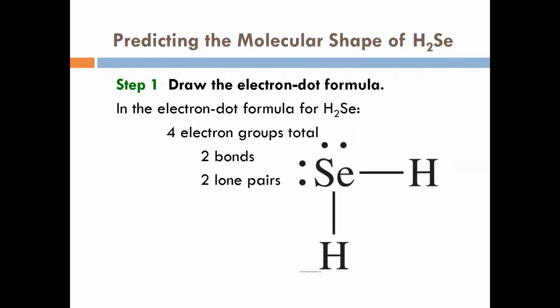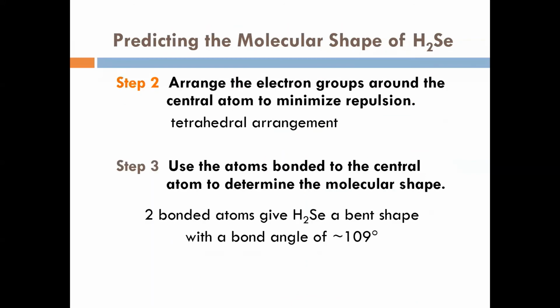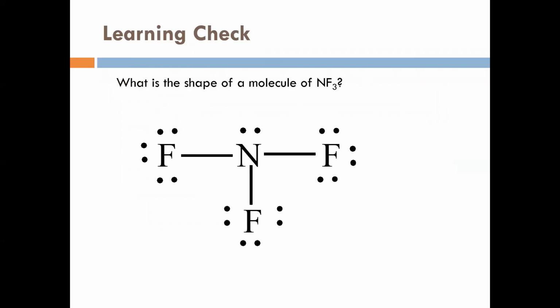So with this, you can learn to draw and predict shapes. If I just asked you to predict the shape of NF3, nitrogen trifluoride, remember here we have 4 total groups. That automatically means we're in a tetrahedral arrangement. Because we have 3 atoms and 1 lone pair, the 3 atoms put us at a trigonal pyramidal shape.